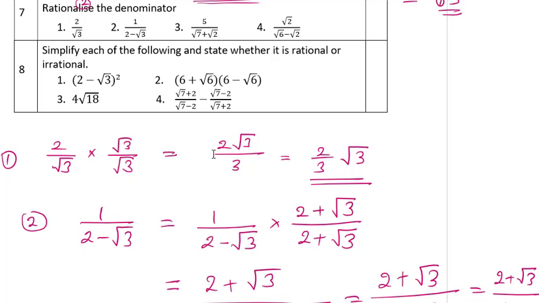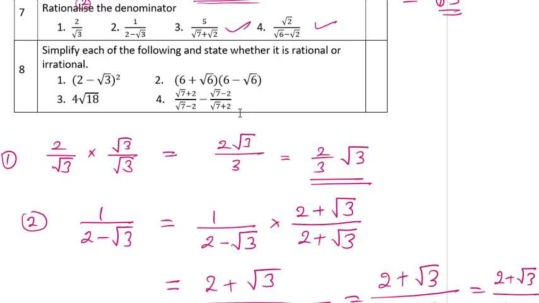Now here the third question is 5 upon root 7 plus root 2. So again in the same way we have to multiply and divide by root 7 minus root 2, and in the fourth question we are going to multiply and divide by root 6 plus root 2. Okay, and by that you can rationalize the third question and the fourth question. Now let us see the eighth question.